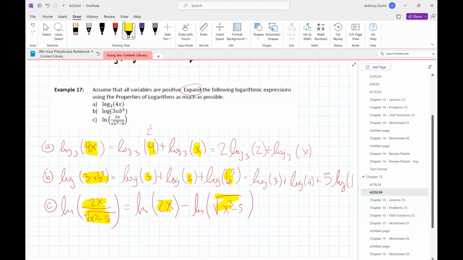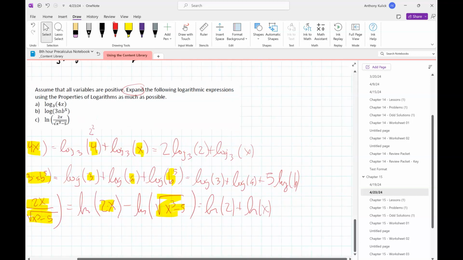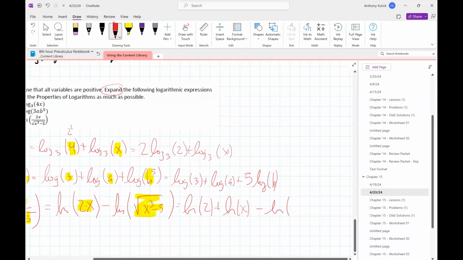Now I look inside each of the logarithms. Do we see any product properties? I see 1 between the 2 and the x. So I can write that as natural log 2 plus natural log x, and then the last logarithm stays the same. Final step, going to look again for power properties.